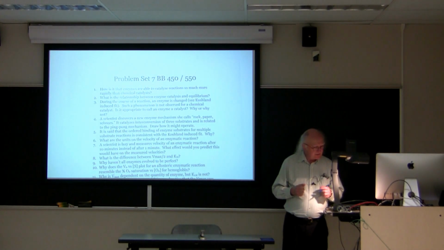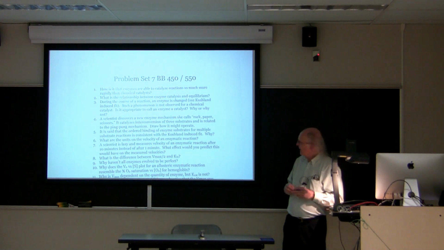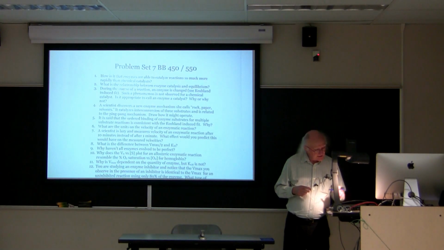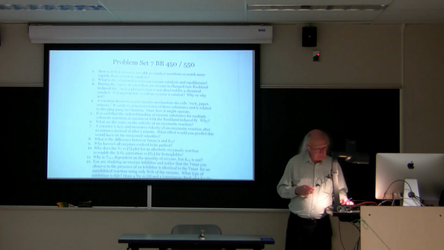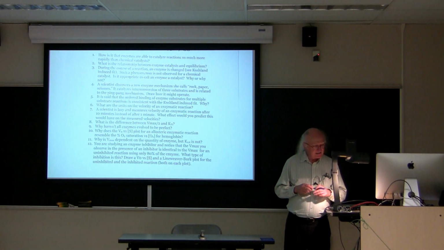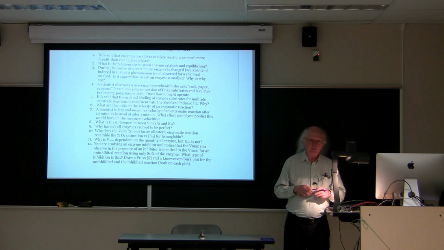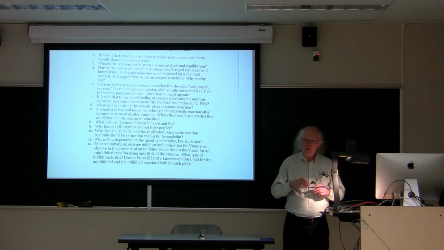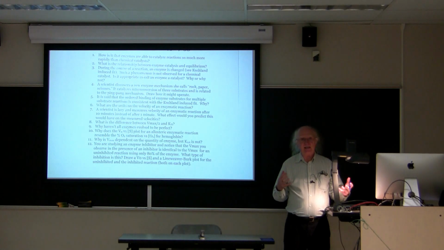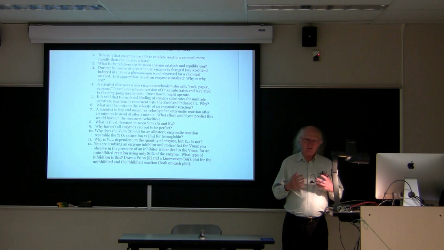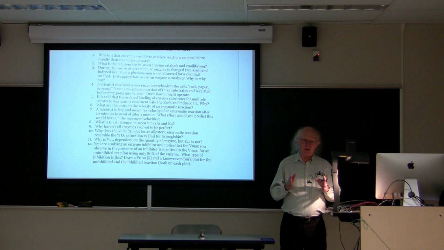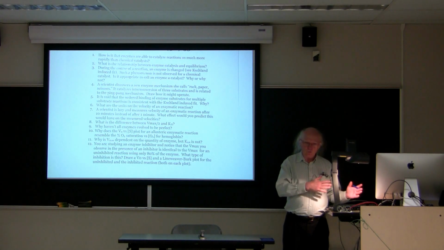Question 7 says, a scientist is lazy and measures velocity of an enzymatic reaction after 10 minutes instead of after 1 minute. What effect would you predict this would have on the measured velocities? Well, if you remember my discussion in class about the pre-steady state and steady state conditions, I told you it was important for us to measure velocities early, but not too early.